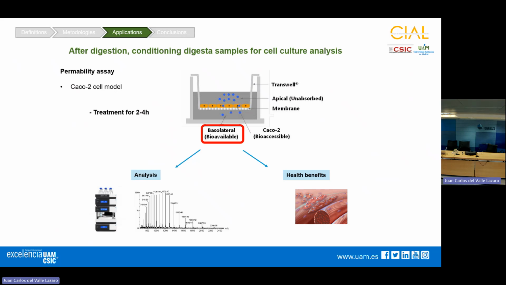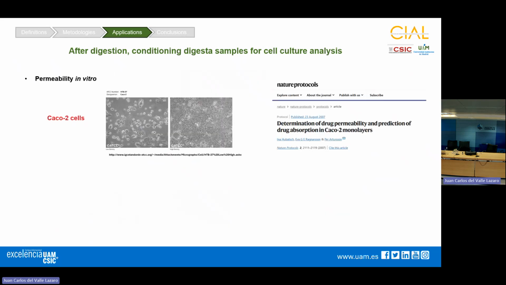And how can we do that? Well, we can expose that media to another set of cells, or we can even grow another set of cells in the basolateral side of our plate. That's another option. And I'm talking about cells, but until now I haven't mentioned them.